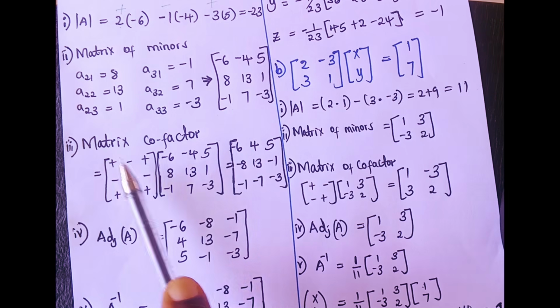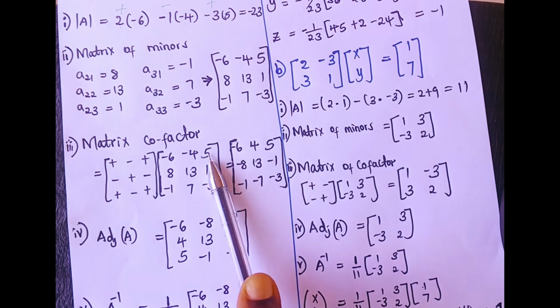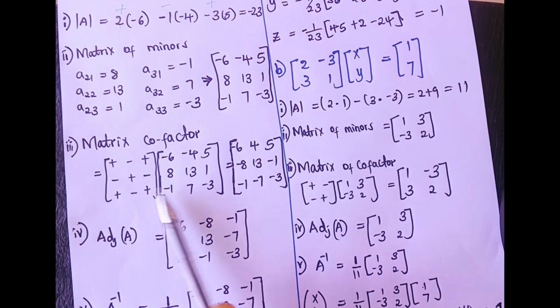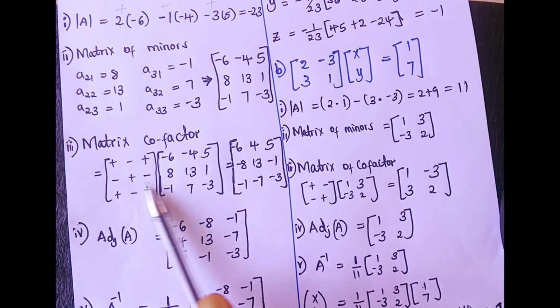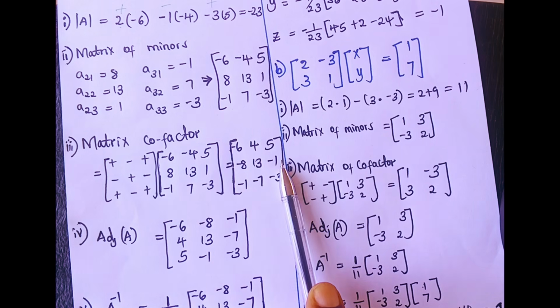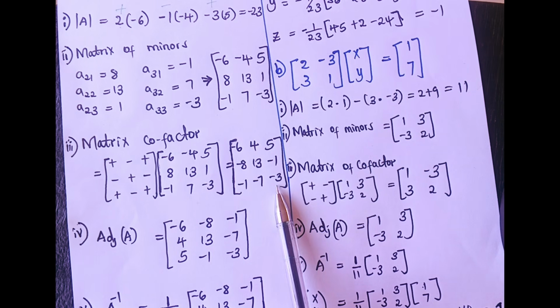So negative 6 multiplied by positive stays negative 6, negative multiplied by negative 4 will be positive 4, positive multiplied by 5 will be positive 5, negative multiplied by 8 will be negative 8, 13 multiplied by positive will be 13, negative multiplied by 1 is negative 1, positive multiplied by negative 1 will be negative 1, 7 multiplied by negative 1 will be negative 7, and positive multiplied by negative 3 will be negative 3.